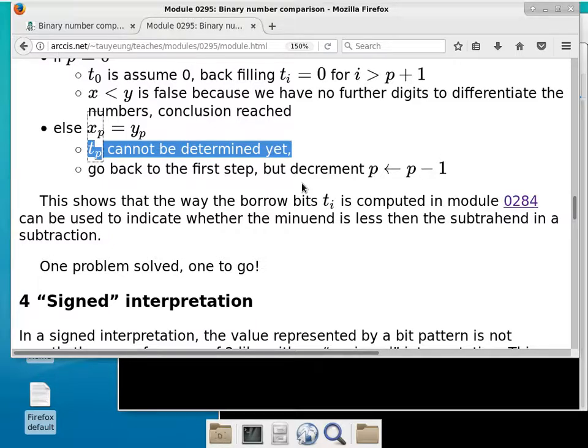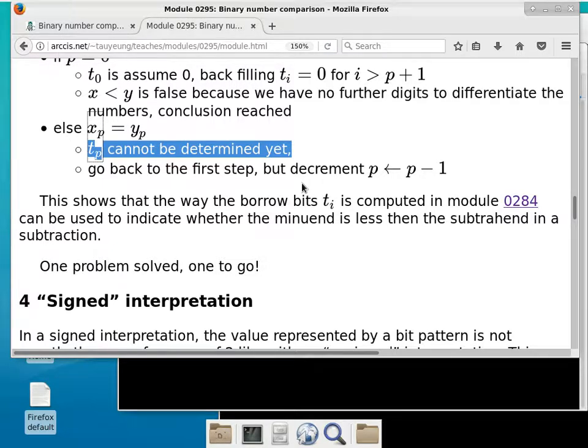Are there any questions? You guys don't seem very joyous to me that we got one problem solved. It's like, woohoo! Yes, unsigned numbers are done. And we don't have to do a single thing because we got that borrow bit from subtraction, and that is all we need to determine whether an unsigned middleend is less than an unsigned subtrahend.